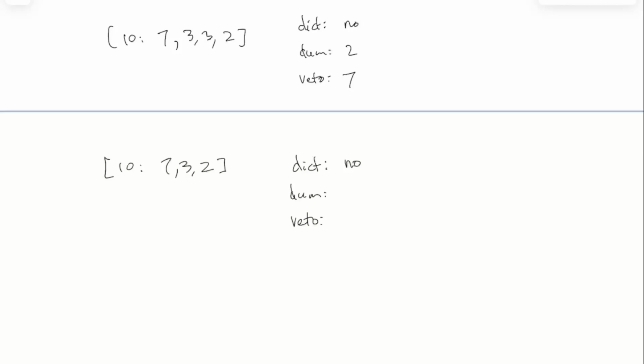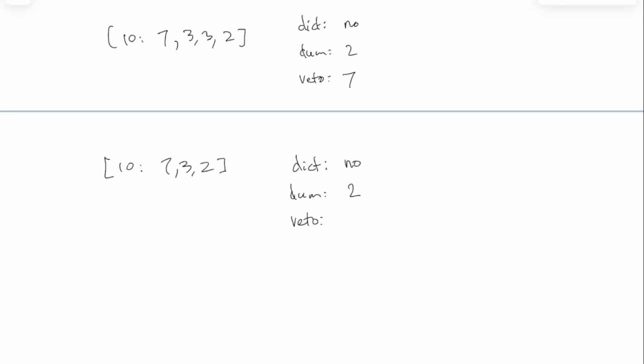You should be considering the 2. What do you think? Can you show me the thumbs? The 2 is a dummy or is not? I see all the thumbs going in the upwards direction. Great, yeah, the 2 is a dummy because the only way you can make it to 10 really is by doing the 7 and the 3. And the 2 has no effect on anything. So the dummy would be 2.